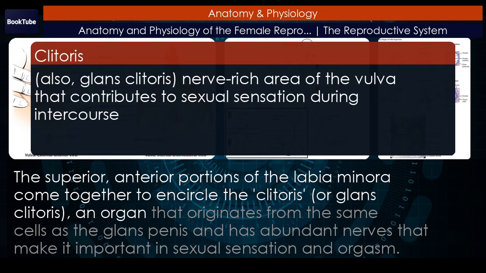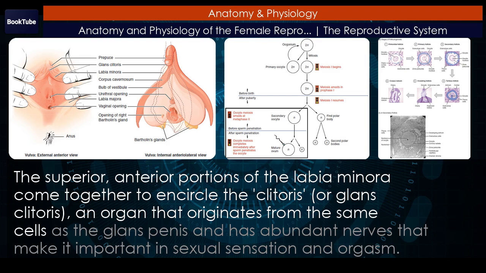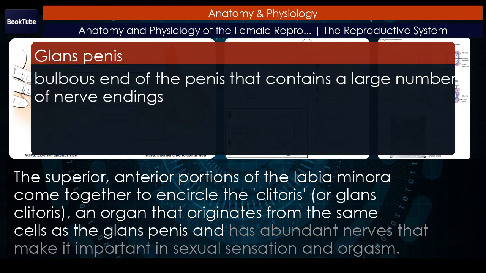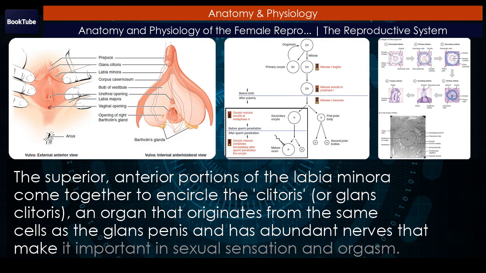The glans clitoris is an organ that originates from the same cells as the glans penis and has abundant nerves that make it important in sexual sensation and orgasm.